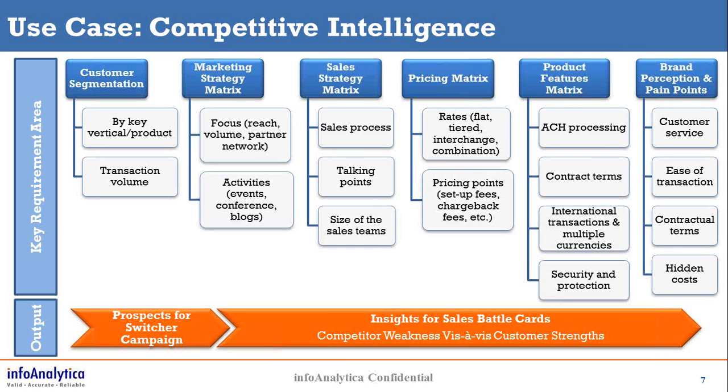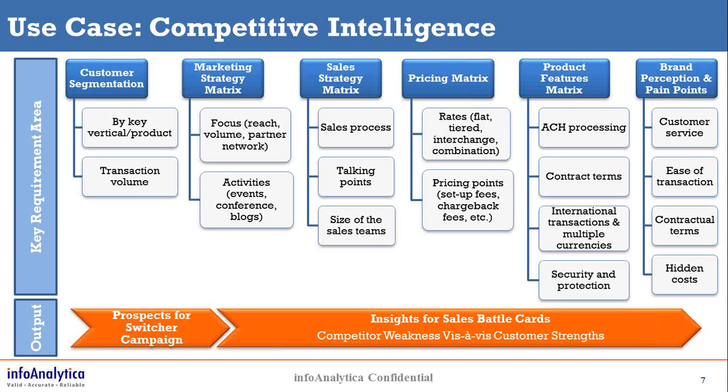The main areas, as you can see over here, that we study are the competitors' customers, their marketing strategies, sales strategies and tactics, price structure for competitor products, a detailed product features matrix, and finally brand perception and pain points. Based on this analysis, we're able to pinpoint tactics for prospects for switcher campaigns. So essentially, for any of our customers' potential customers that are working with competition, what we try to build out for them is a clear set of tactics and strategies to switch them over to their own technology.